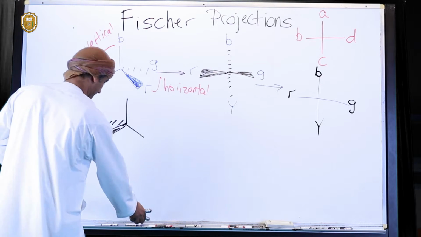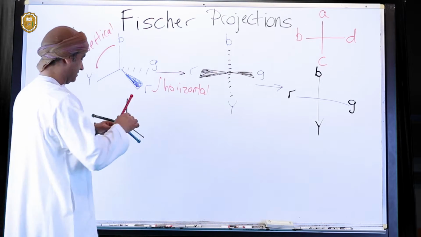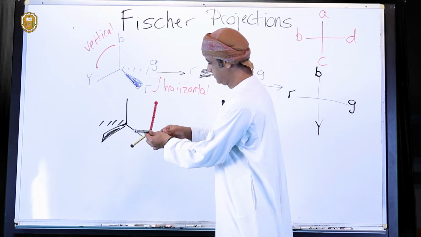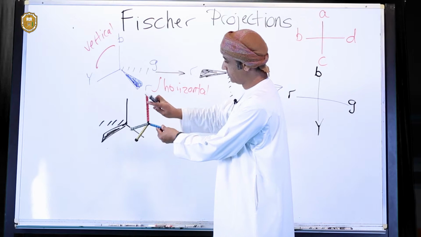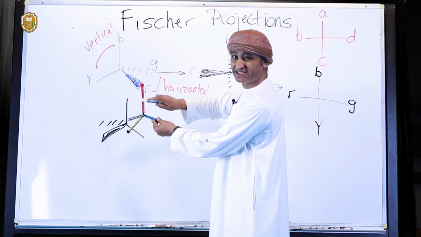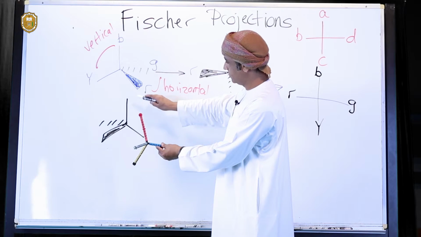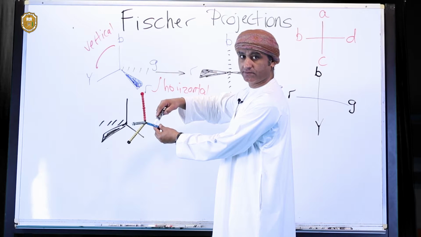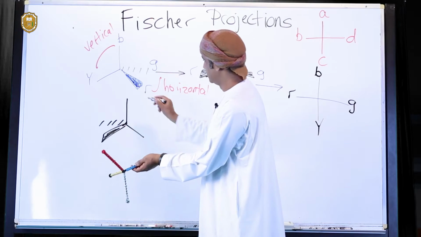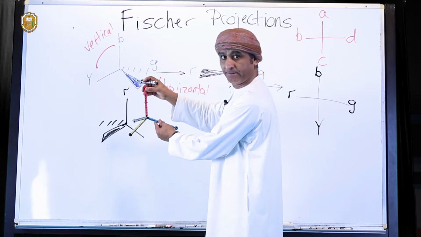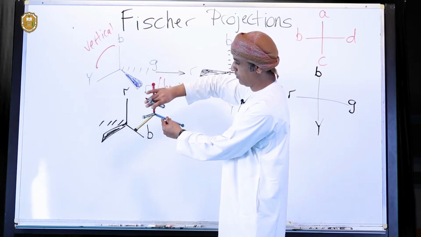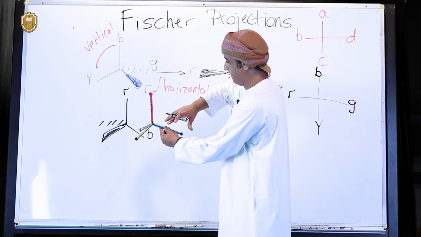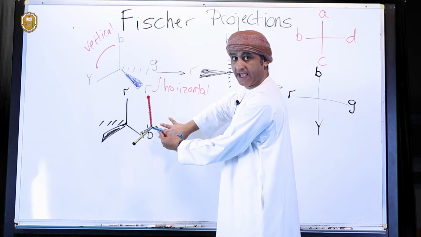Now, this drawing, let's assume that this is a model for it. You see this red bond is on the plane, solid line. The blue one is on the plane, solid line. So we can write R here for red, B for blue. The red bond and the blue bond are on the plane.